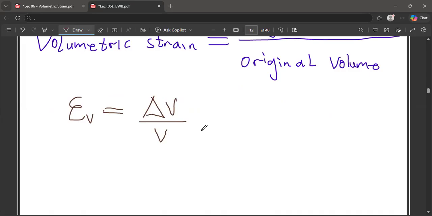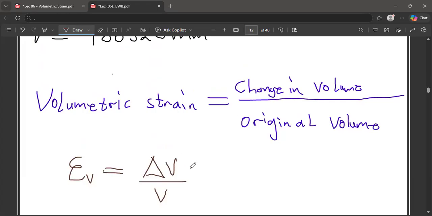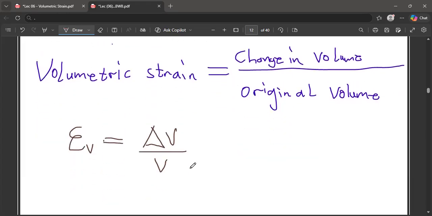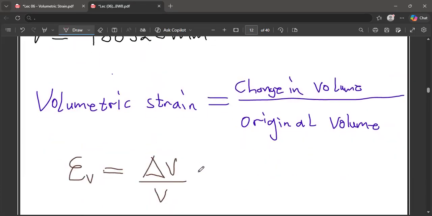So finally, what about the change in V? Do I know the change in V? We know that this is the formula for our volumetric strain. Ask yourself, do you know the volume? Yes, the volume is known, but we don't know the change in V. So for now, we can't use this formula.